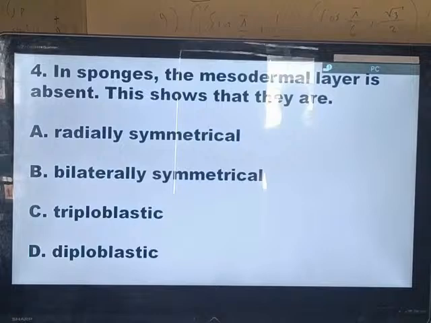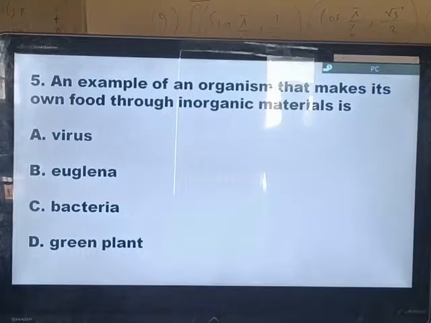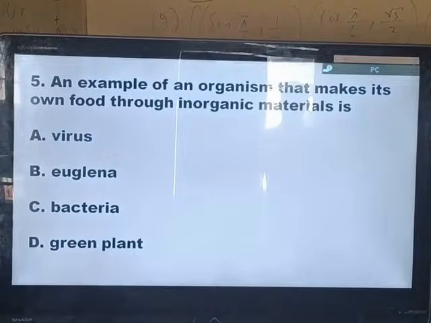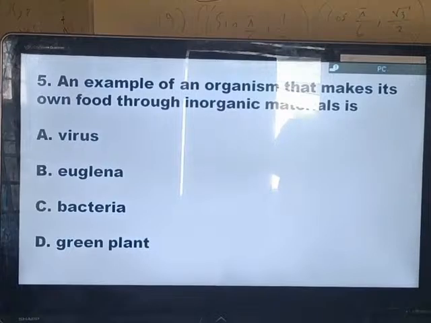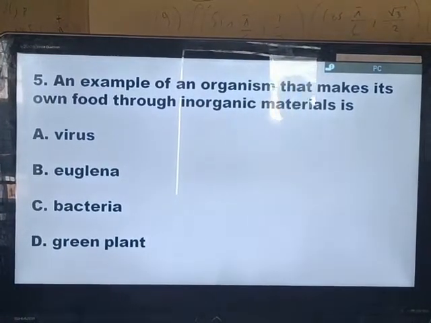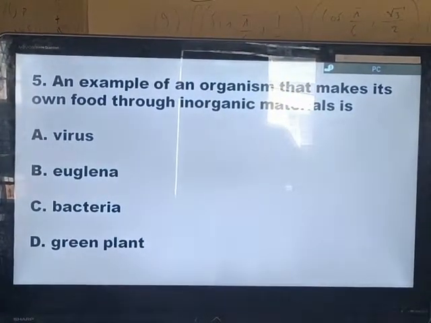Let's go to number 5. An example of an organism that makes its own food through inorganic materials is dash. A, virus, B, euglena, C, bacteria, and D, green plant.